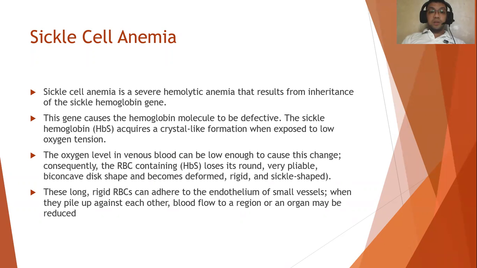So what happens here is that the sickle hemoglobin, HbS, acquires a crystal-like formation when exposed to low oxygen tension. So the oxygen level in the venous blood can be low enough to cause this change. Consequently, the RBC containing HbS loses its round, very pliable biconcave disc shape and becomes deformed, rigid, and sickle shaped.